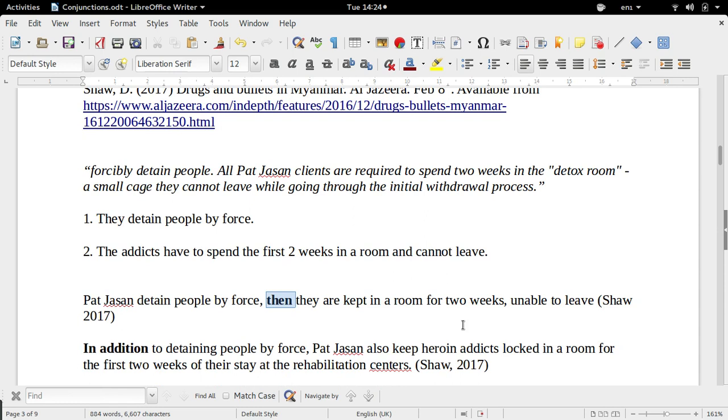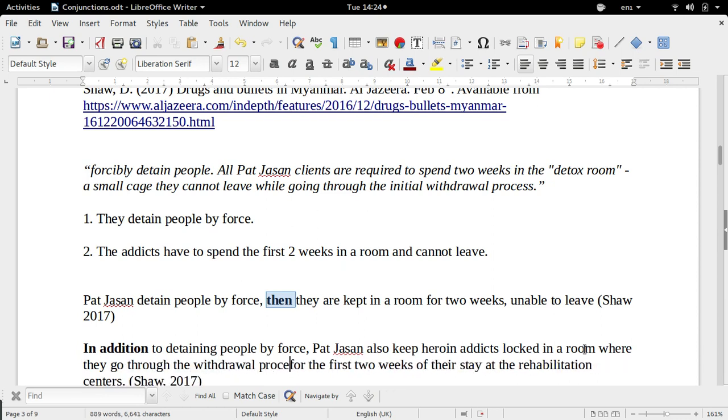Now, I can make this sentence better because if you notice, I've not mentioned what I found in the article about the withdrawal process, which is what happens when they go to the detox room for 2 weeks. So this is when the heroin is leaving their body. So what I'm going to do is use the relative marker where to describe the room. So they are locked in a room where they go through the withdrawal process. I can make that. There we go.